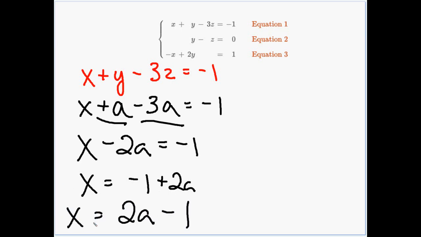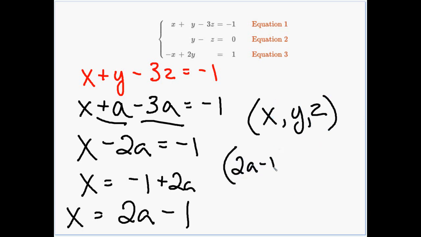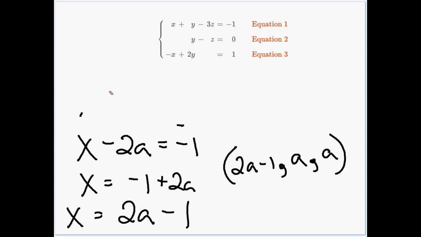So if I wanted to write my solution as an ordered triple, which is usually x, y, z, in this case, the x will be 2a minus 1, the y will be equal to a, and the z will also be equal to a. So now what this shows us is we can have infinitely many solutions.